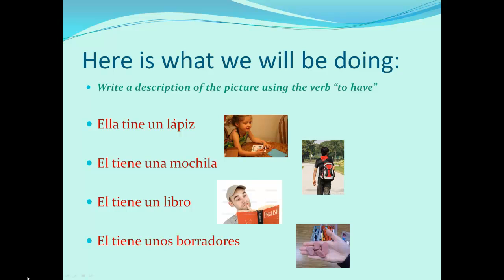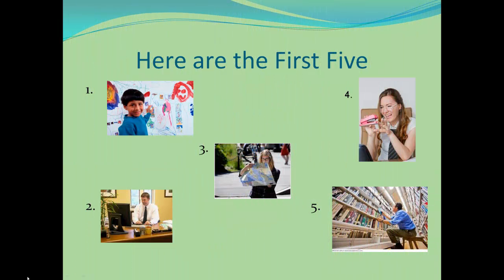Ella tiene un lápiz, él tiene una mochila, él tiene un libro, él tiene unos borradores. Okay, pay special attention to the use of un. Okay, there is a female, there are 2 males singular, and there is 1 male plural.